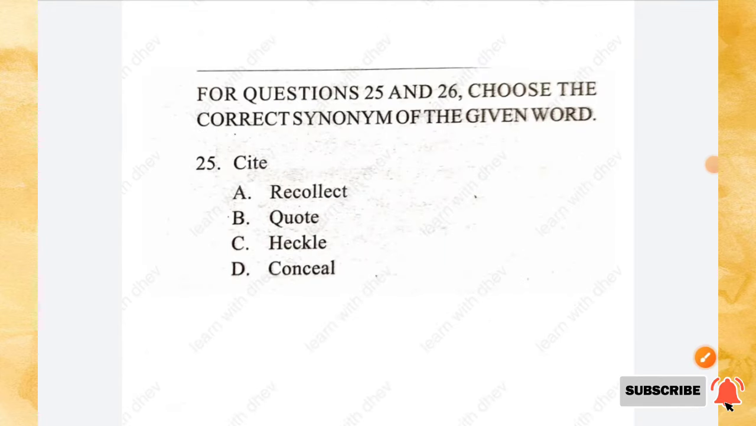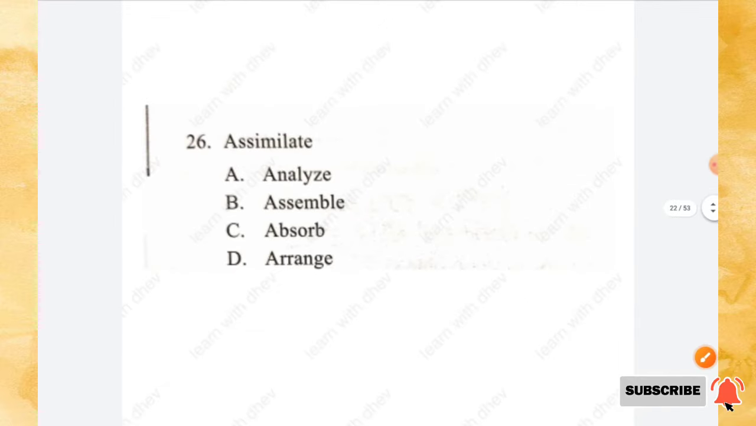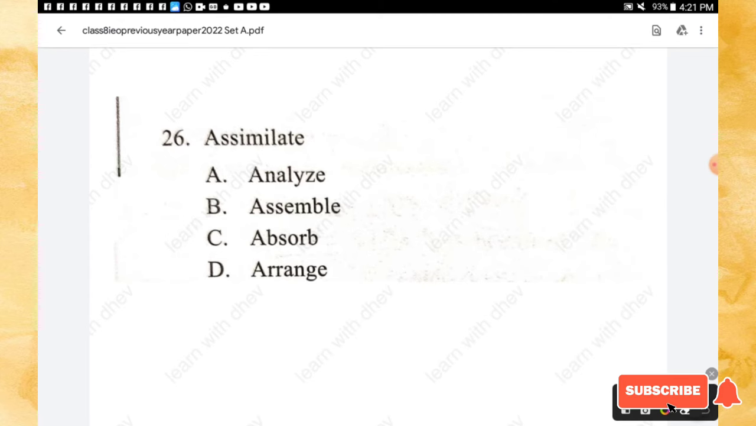For questions 25 and 26, choose the correct synonym of the given word. Question number 25, sight. Options are: recollect, coat, heckle, conceal. The right answer is option B. Sight means coat. Option B is the right answer. Question number 26, assimilate. Options are: analyze, assemble, absorb, arrange. The meaning of the word assimilate is option C, absorb.